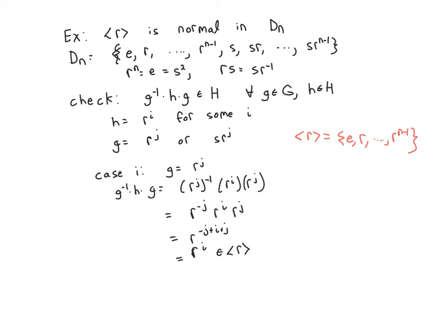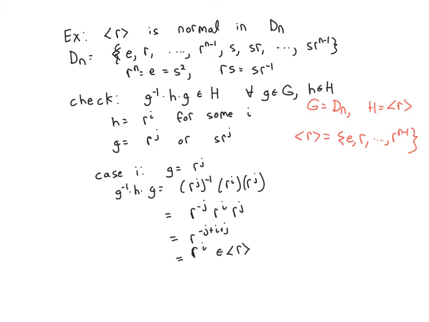In our case, the role of G is Dn, and the role of H is our cyclic subgroup, which means that every little h is a power of R, and every g is either R to the j, some rotation, or S R to the j, some reflection. Note here I'm using j because it's not necessarily the same power as i. So what do we want to show? We want to show we're closed under conjugation. So we see that there are two cases.